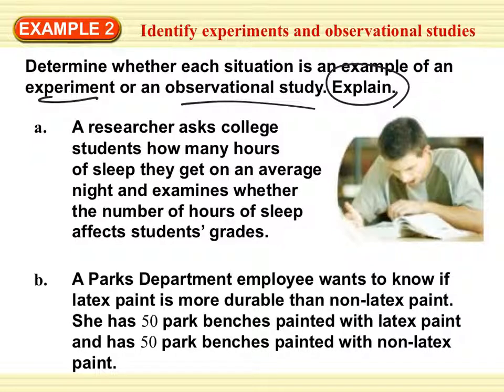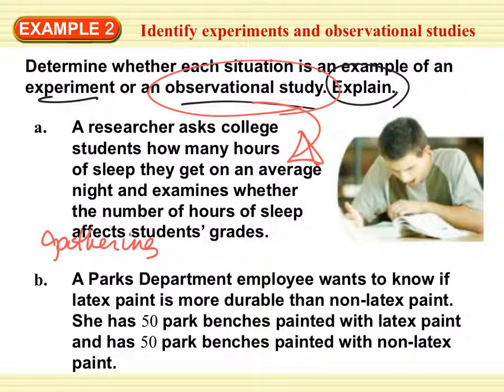So first of all, a researcher asks college students how many hours of sleep they get on average per night and examines whether the number of hours of sleep affects the student's grades. Let's pause there for a second. I'd say this is an observational study. If you can just write that down as I talk, that would be an observational study. To explain, you're just gathering data. You're not affecting anything, you're not controlling anything or changing anything.